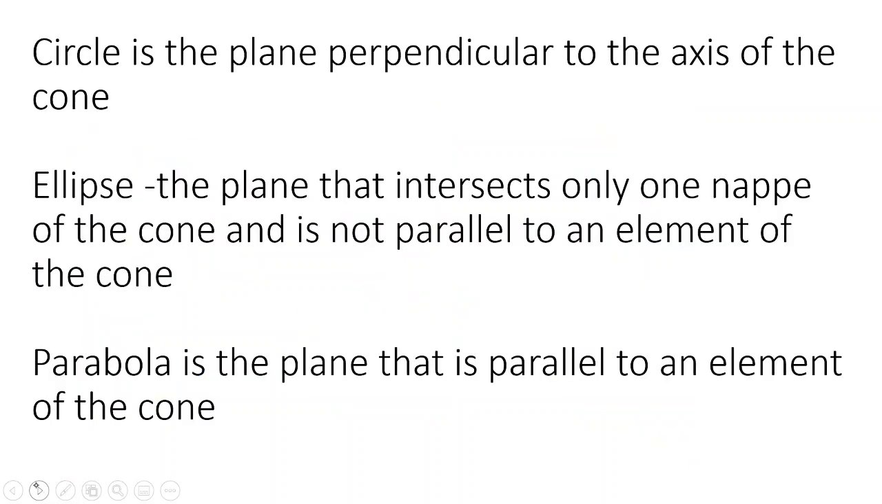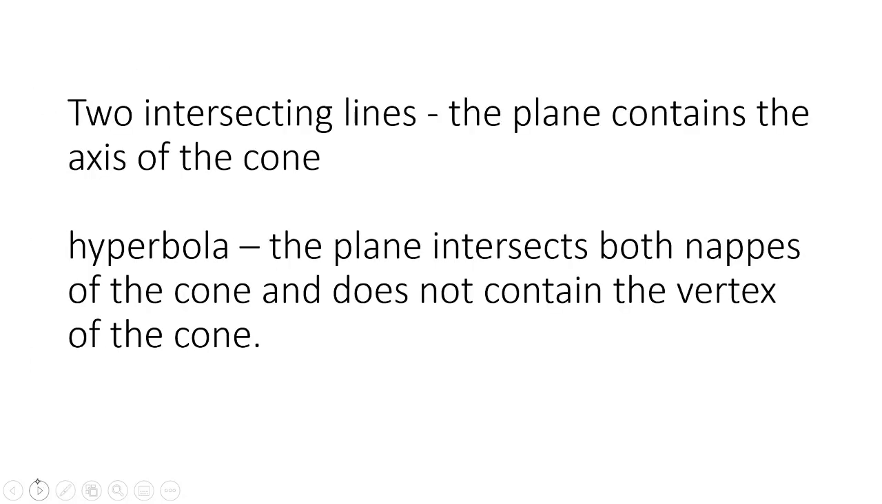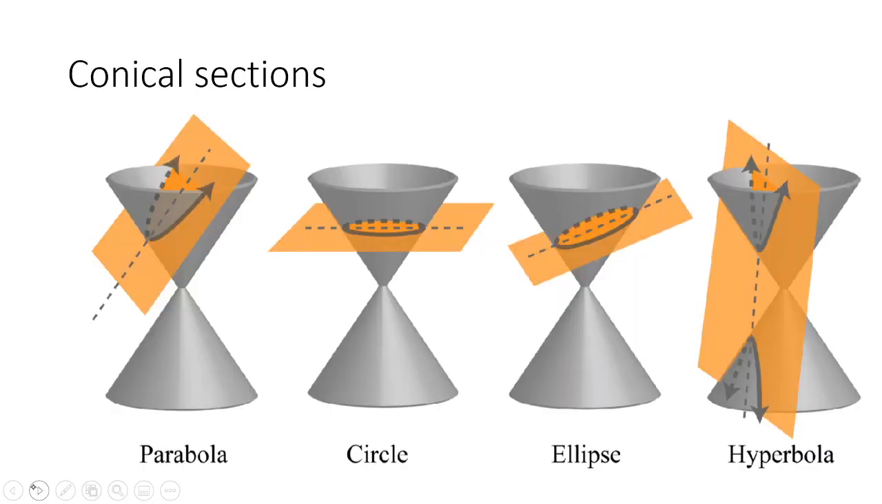We'll explain those. Here are some definitions to be familiar with as you prepare for a test. A circle is formed by a plane perpendicular to the axis of a cone, and there are definitions for the ellipse and the parabola too. You should be familiar with them. Also, a cone can form two intersecting lines, two lines that cross through each other at the point where both cones meet. Again, here are some examples of those cross sections.